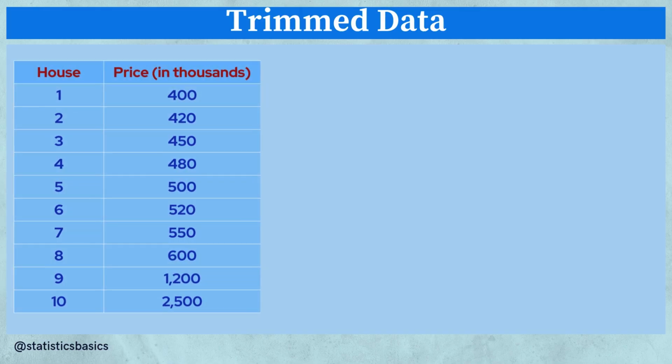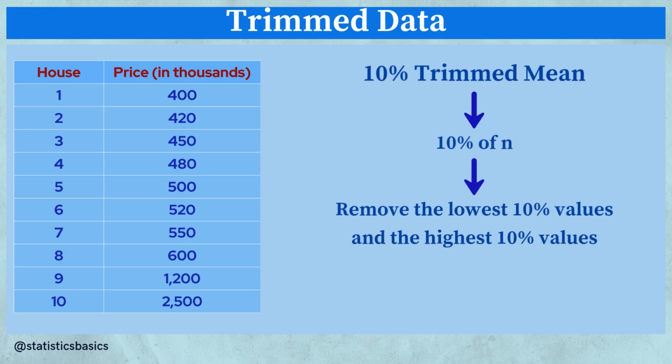Imagine a real estate analyst wants to determine the average house price in a neighborhood. They collect data on the prices of 10 houses recently sold in the area. The data contains two extreme outliers, houses 9 and 10, which are priced significantly higher than the others. To mitigate the influence of outliers, the analyst decides to use a 10% trimmed mean.